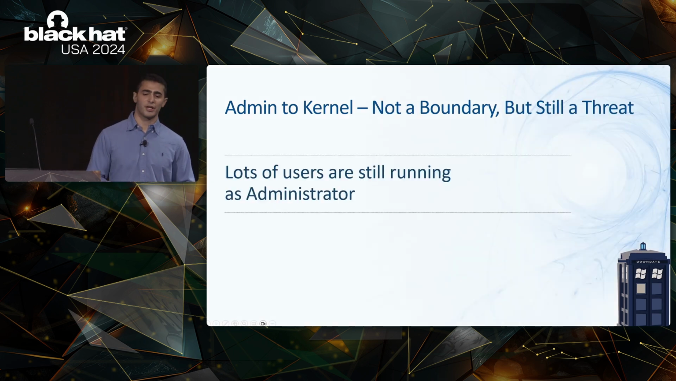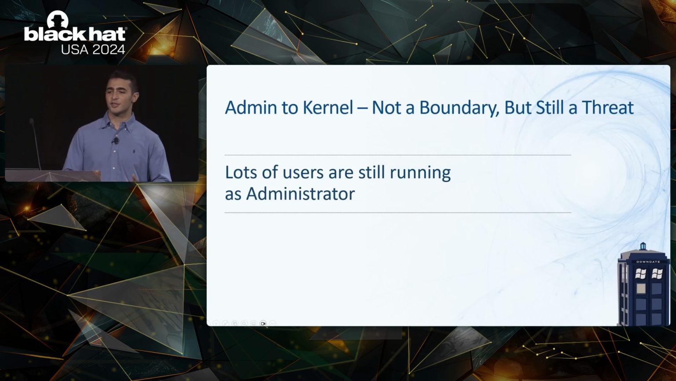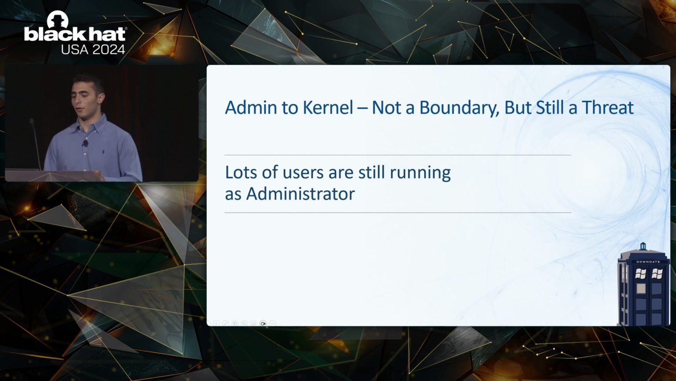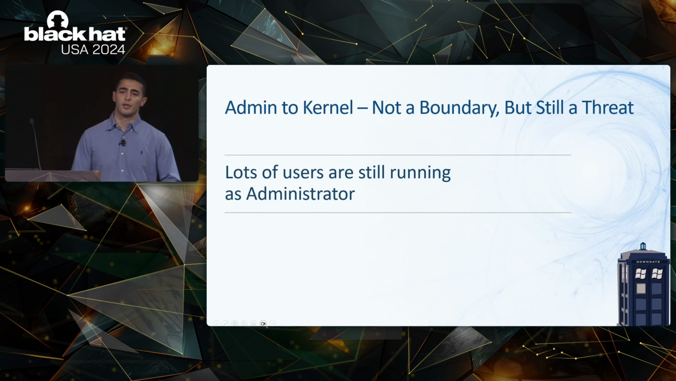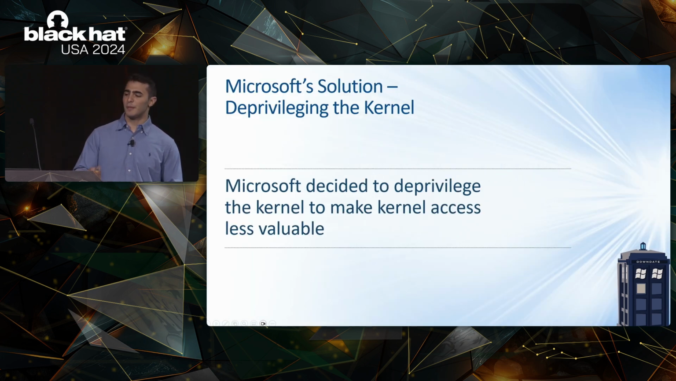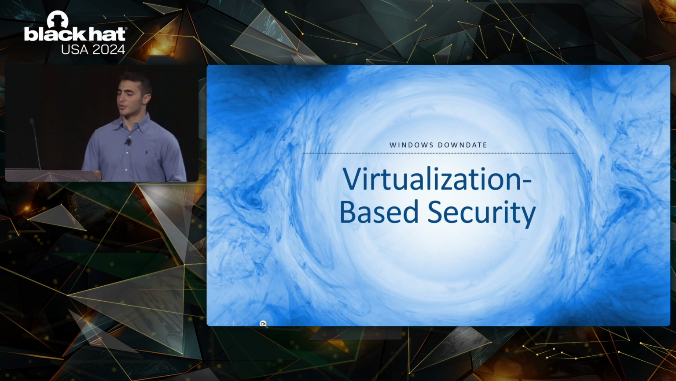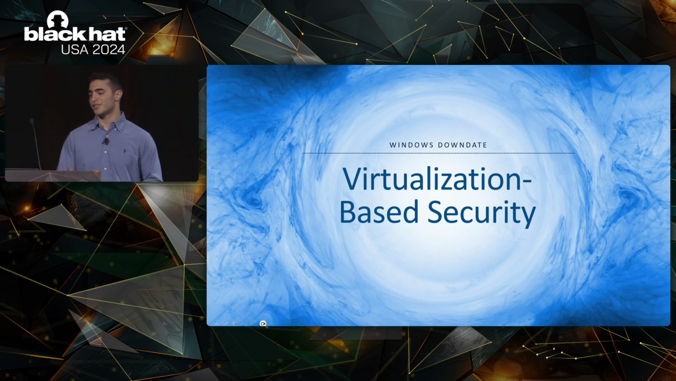Although it is not a boundary, admin to kernel is still a threat, and a serious one, because nowadays, lots of users are still running as administrators, and running as administrator is the default on Windows. As a result, many users could easily compromise the kernel, and this is an issue that Microsoft aimed to solve. Microsoft's solution was to deprivilege the kernel to make kernel access less valuable than it previously was. This deprivileging was done by introducing a feature called virtualization-based security, or VBS in short.